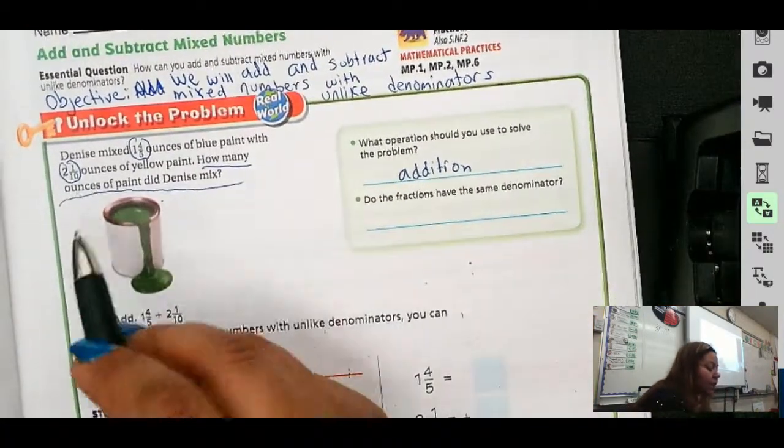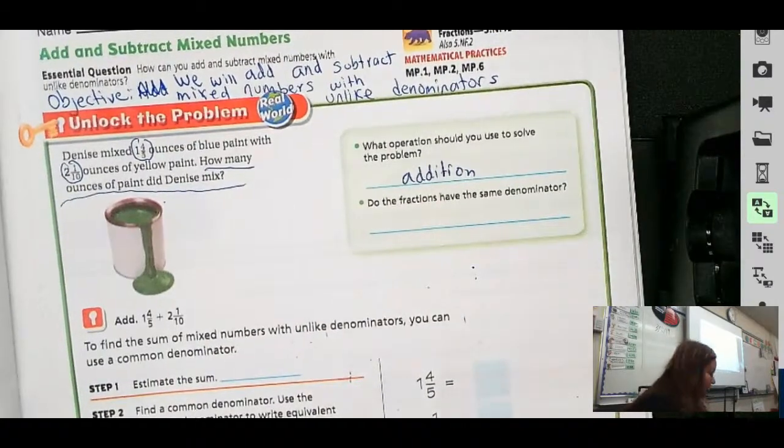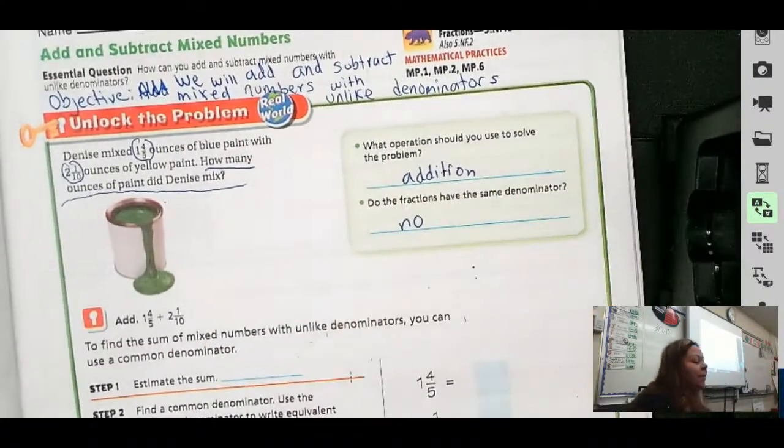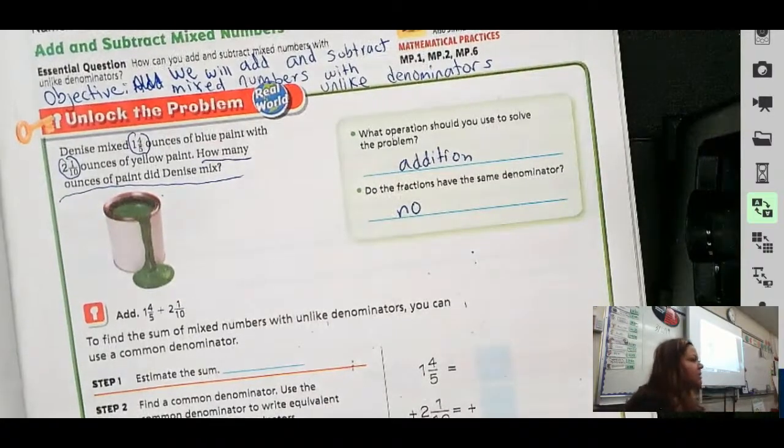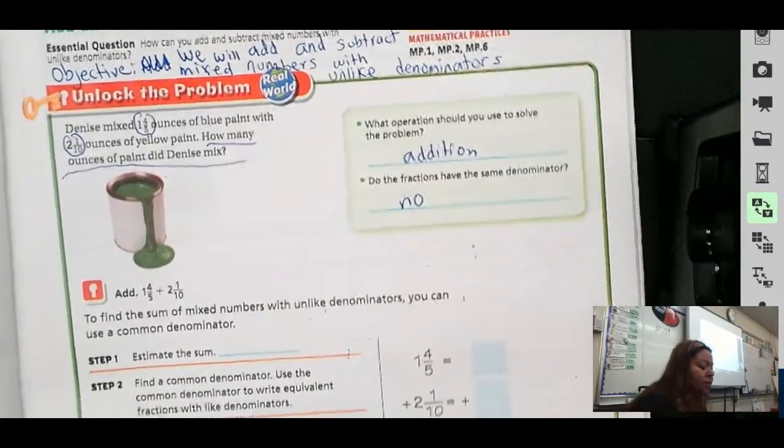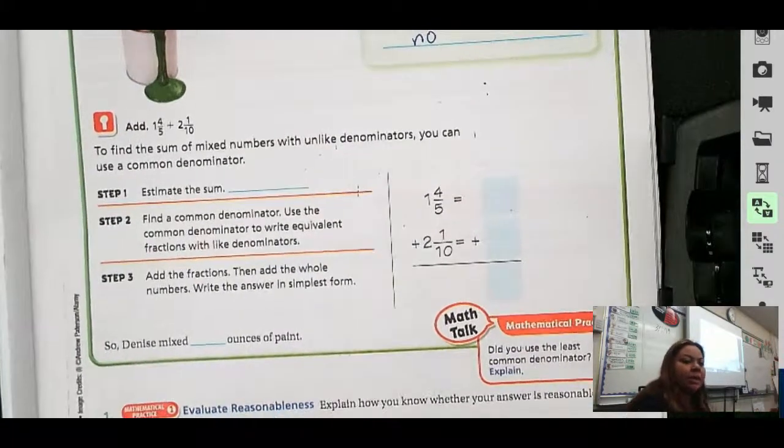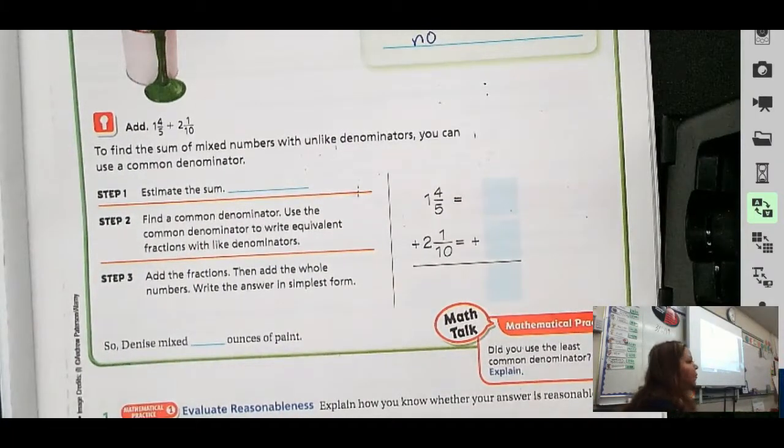Now, look at the fractions. Do they have the same denominator? No. And you always want to look at that because can you add fractions with different denominators? No, you cannot add. So we're going to go ahead and solve the problem. And a good practice is to do an estimate. Why is it good to estimate? Yeah, you get a good idea what your answer will be. So that way you can check, oh, I'm on the right track. Oh, no, my answer is way off, wrong.